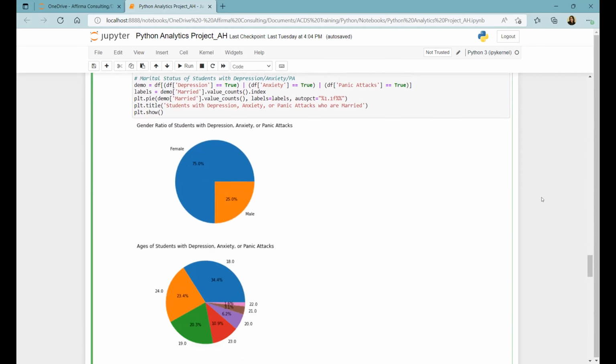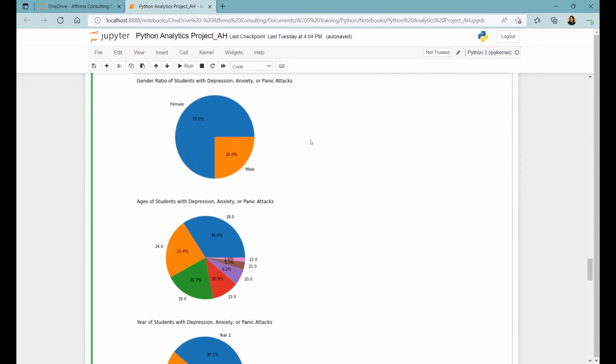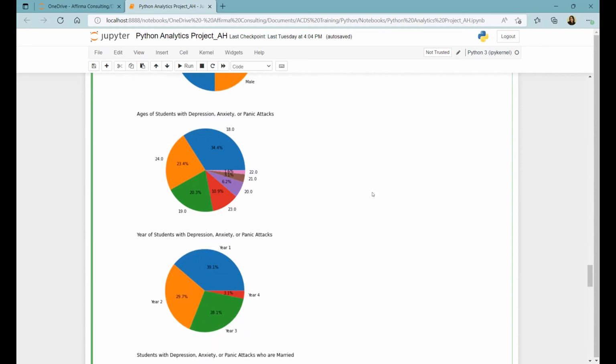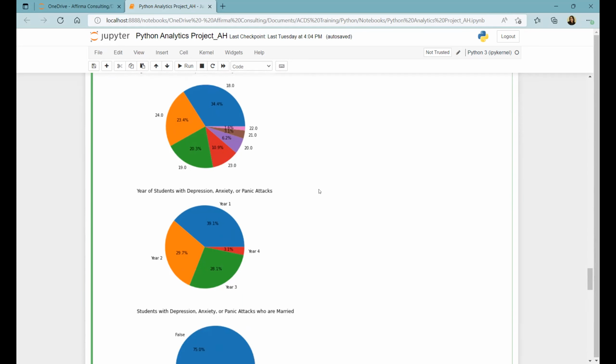But here we're going to see the gender ratio of people who have either depression, anxiety, or panic attacks. Again, we see that three-quarters of them are women. This could also be because majority of the respondents were women too. We also see the ages. Again, 18 years of age was the highest percentage, so that reflected in our initial analysis too. And again, majority of those were in year 1.